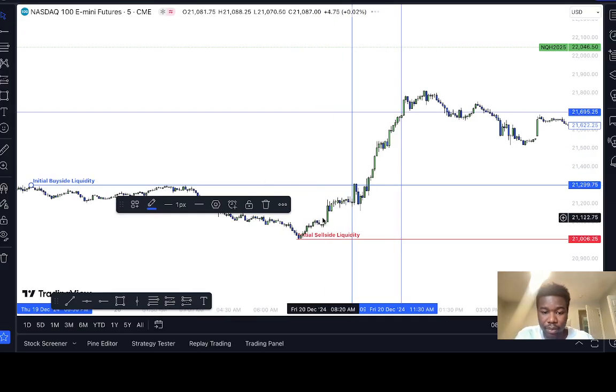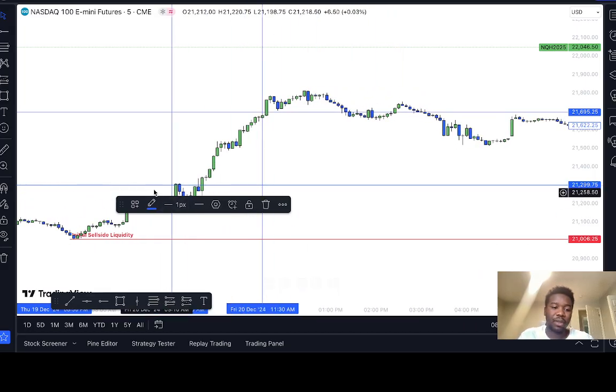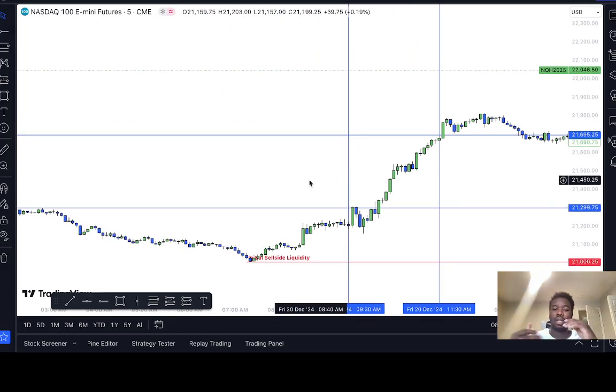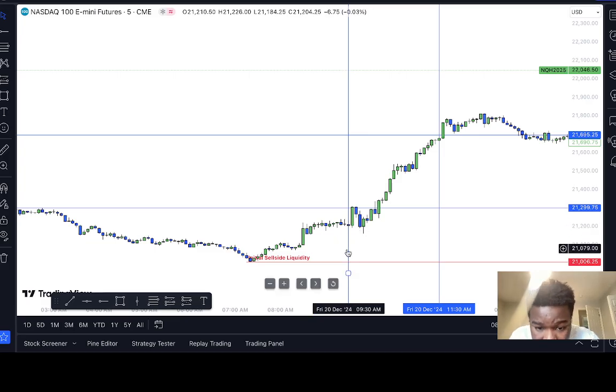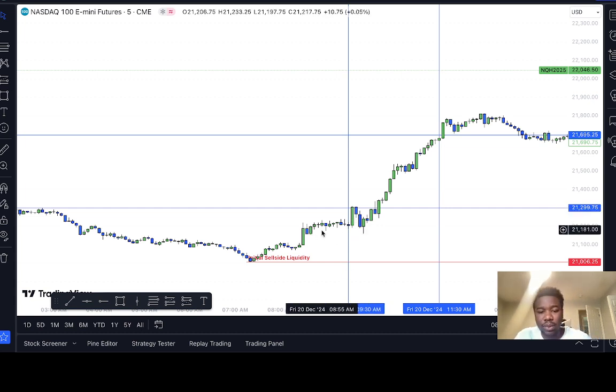Okay, so let's see. Okay, so remember what I said about taking out relatively equal highs and lows. So as you can see, guys, this is about 9:30 right here. Market opens up. We have right here relatively equal lows. About 9:50, we dipped below, took out the relatively equal lows.